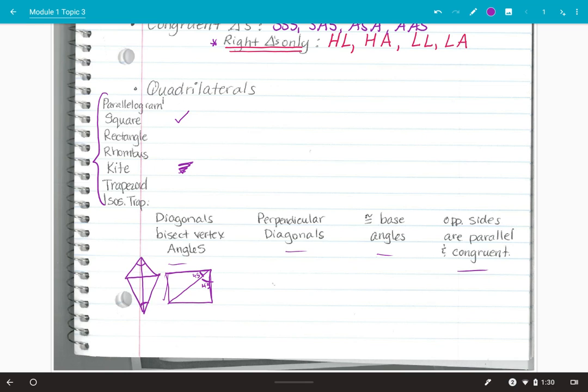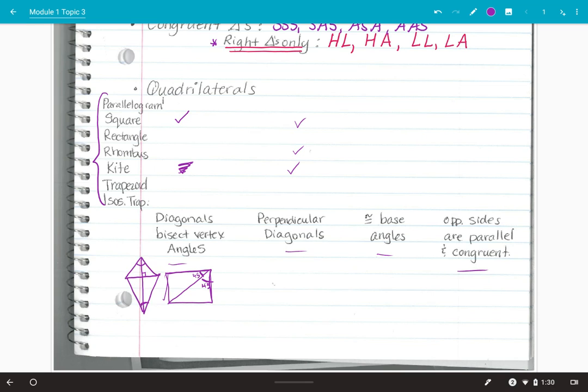Okay, perpendicular diagonals. So perpendicular diagonals, there's only going to be 3 of these, and these are going to be a kite, a square, and a rhombus. So kite, rhombus, and square. So we want the diagonals to cut each other into right angles. And see, that's how you can see it is for the kite.